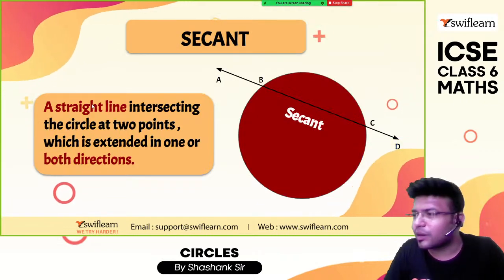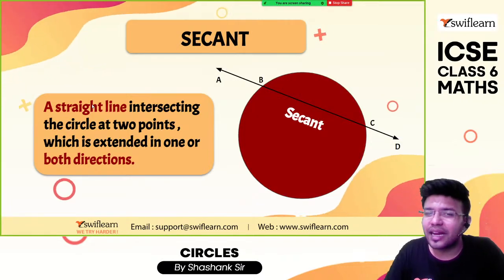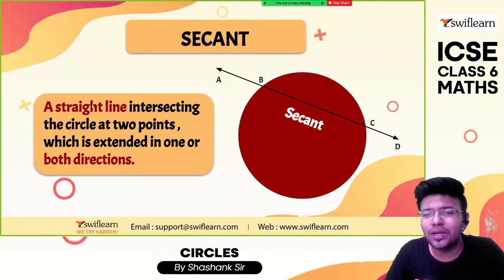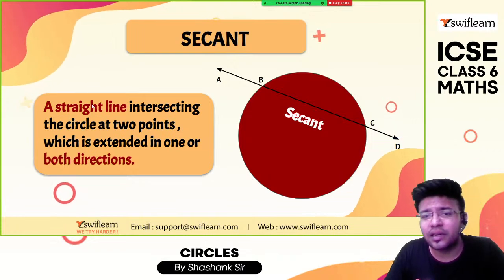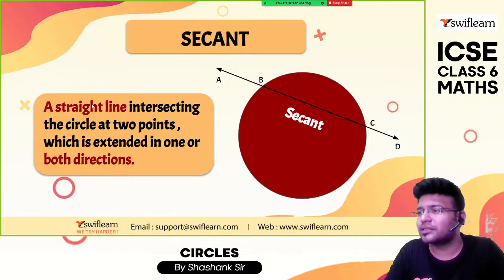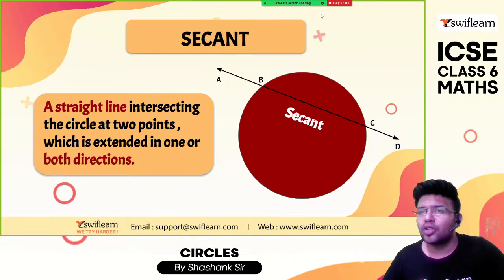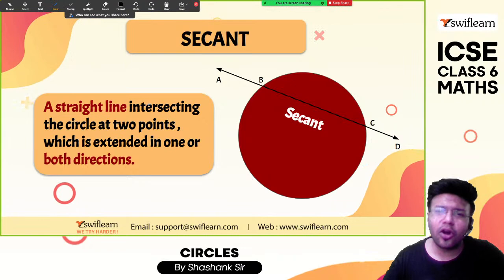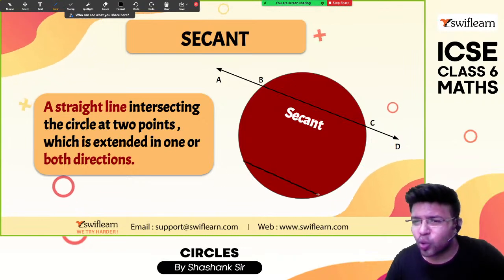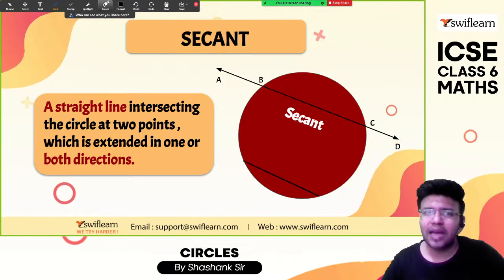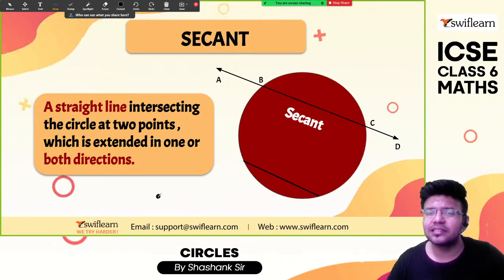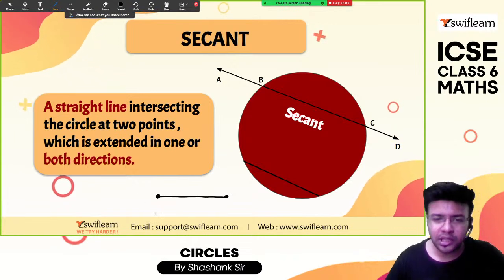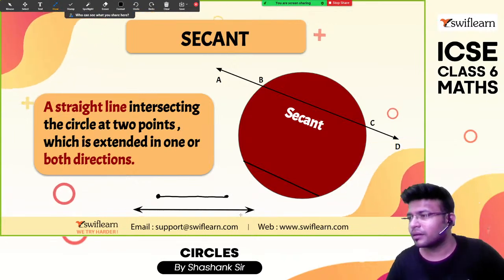So, secant. What is a secant? A straight line intersecting a circle at two points, which is extended in one or both directions, is known as a secant. See, look at the difference between a chord and a secant. I'll tell you. A chord is a line segment joining two points. Line segment means it has ends.